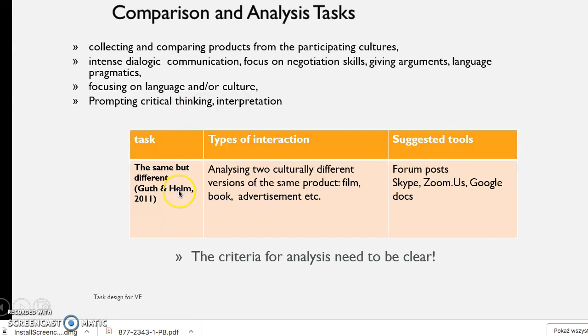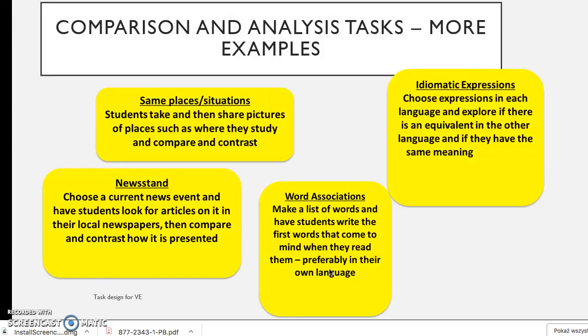An example of such a task has been reported by Garth and Helm, and its title is The Same But Different. In this task, the students can analyze two culturally different versions of the same product, like a film, book, or advertisement. It can also be comparing local interpretations of the same global event. What is important in this task is making sure that the criteria of analysis are clear to everybody, that the students know which criteria they should use to analyze the content.